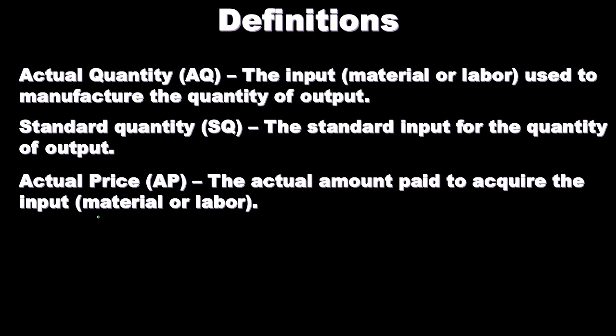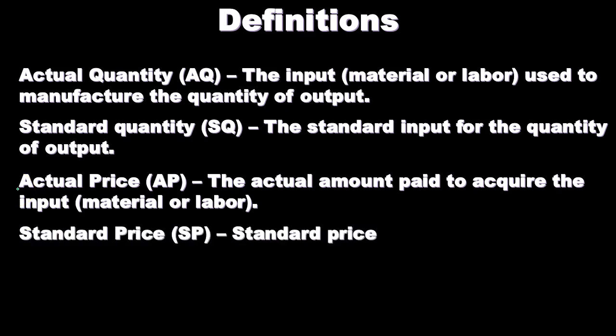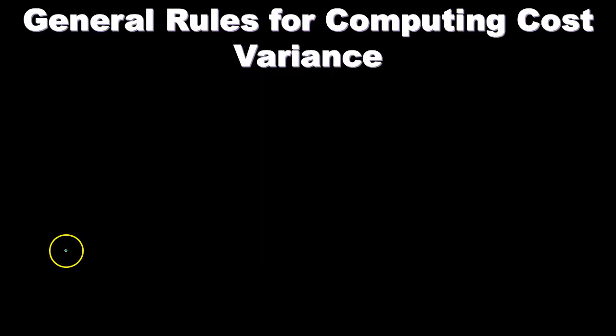When we consider those, we're talking about the price of material, typically per unit, and the price of the labor, typically per hour, or that's one way we could put it, as an hourly rate. So we'll have to talk about conversions of hours and how long it takes to make something, but that's going to be the actual price. And then we've got the standard price, and that's the expected price. It's kind of like the budgeted price, what we would consider to happen under normal conditions. General rules for computing cost variance.